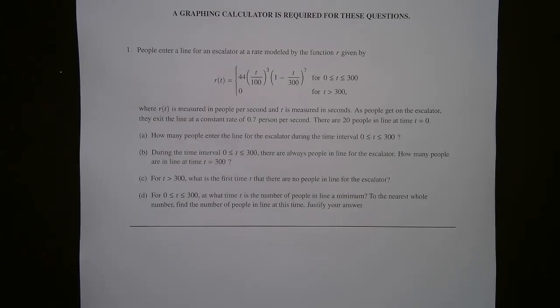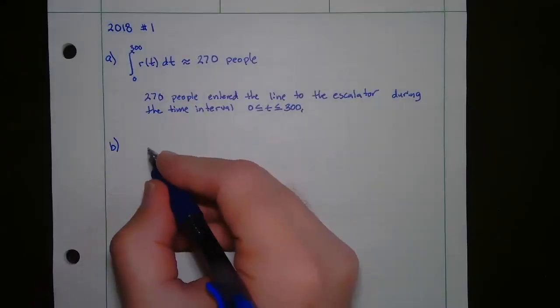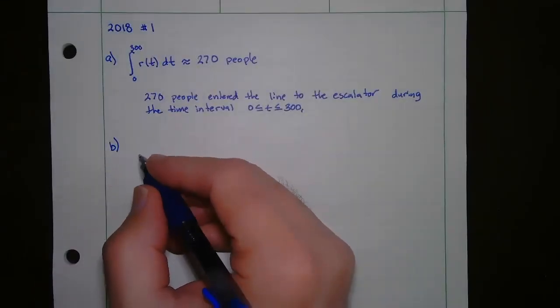So we started with 20 people. We know we have a rate at which they are entering. So if we integrate that, that's going to get the number of people that entered the line, right? And then we also need to remove how many people exited the line, or exited the escalator, which in essence would be exiting the line. All right, so here we go. Let's do part B. For part B, we know we started initially with 20 people.